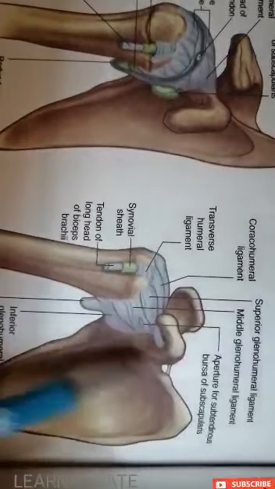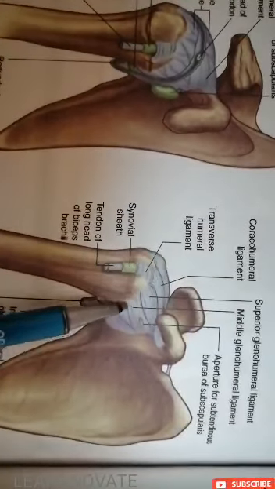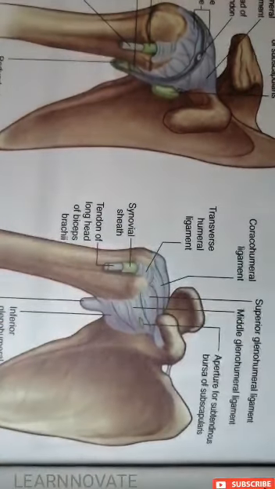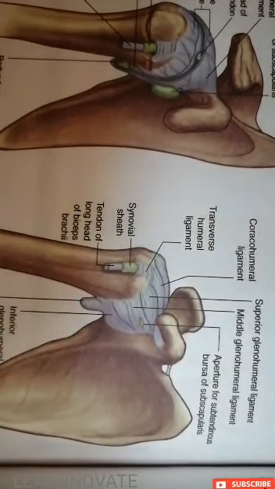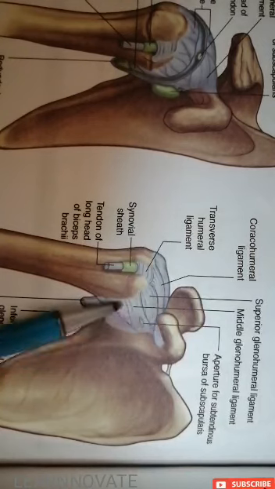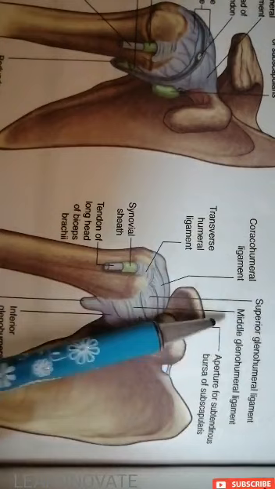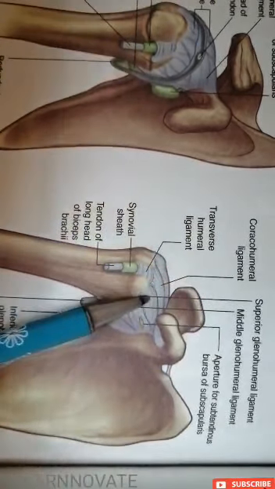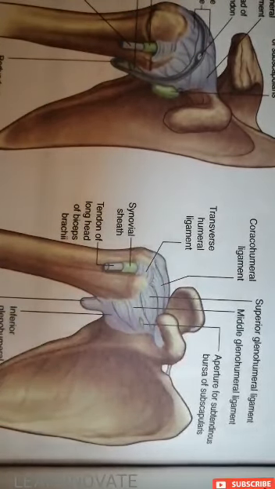If we focus on this diagram, here are shown the other ligaments that are present, including the coracohumeral ligament. There is a transverse humeral ligament between the two tubercles, the greater and the lesser tubercle of the humerus, and it covers the tendon of the biceps brachii. Then there is the glenohumeral ligament. This whole structure is the glenohumeral ligament that is present anteriorly, and it is divided into superior and middle parts. The superior part of the glenohumeral ligament has fibers attached to the middle glenohumeral ligament, and there is an aperture for the subtendinous bursa.